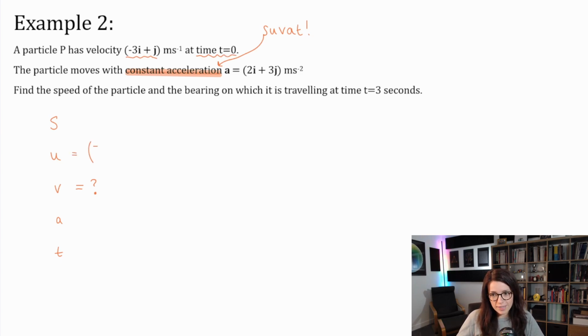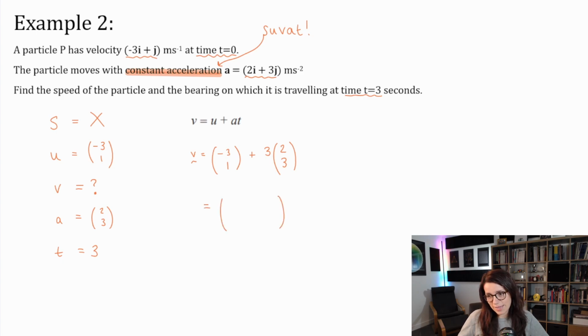Now I'm going to work with column vectors here, but you could also work with the i and j format if you prefer. Acceleration is 2i plus 3j, so as a column vector 2, 3. And time is 3, so t equals 3 here. Displacement, we don't know and we don't care about it, so we can put a cross there. The SUVAT equation which does not involve s is here, and then you can sub in your vectors and work out v. So v equals u plus at, in this context will be minus 3, 1, plus, and then I'm going to put the t in front just to make the calculation a little bit easier. So 3 and then 2, 3 as a column vector. We can then do the calculation.